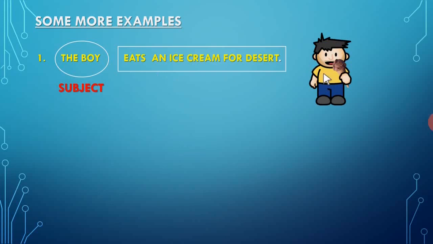Did you understand, children? So this becomes the predicate. And as I have already said, all the predicates must have a verb. So what is the verb here? Verb is eats. Understood, children? Now let us take another example, children.